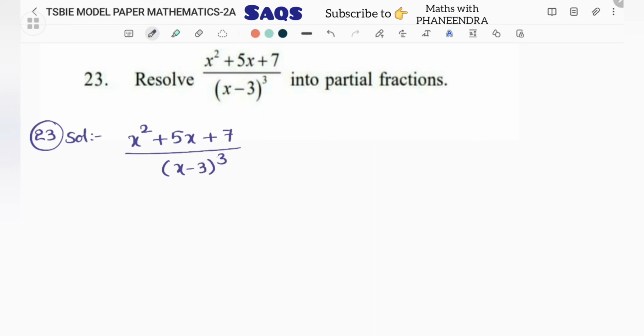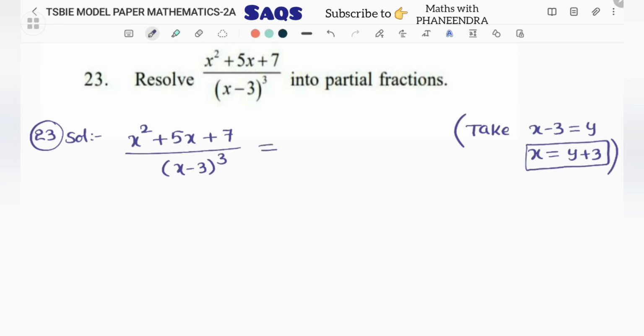Here take x minus 3 is equal to some y. X in terms of y you have to write it. So y plus 3 is the x value. So which is equal to, in place of x substitute y plus 3 and in place of x minus 3, y. So y plus 3 whole square plus 5 into y plus 3 plus 7 divided by y cube.